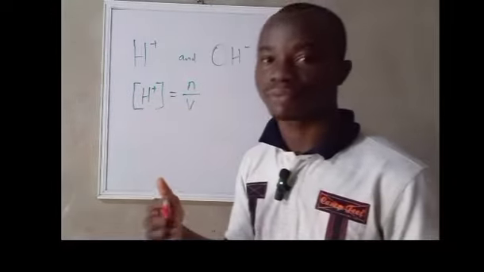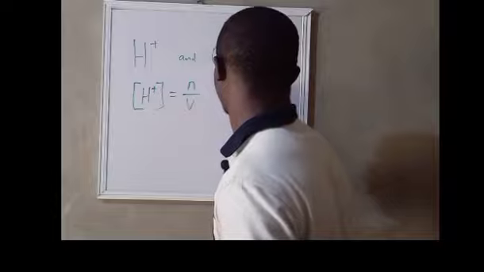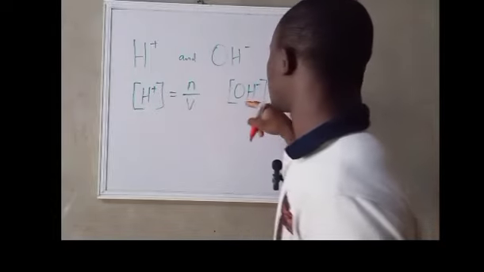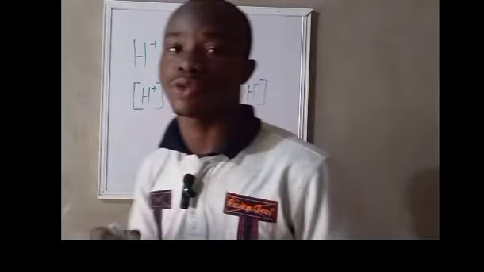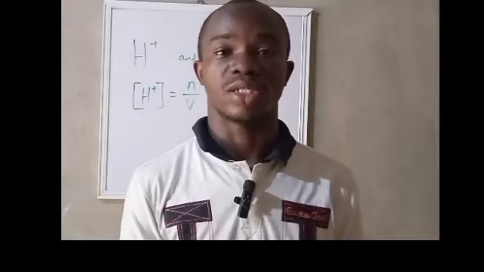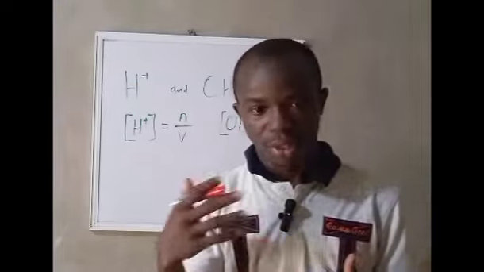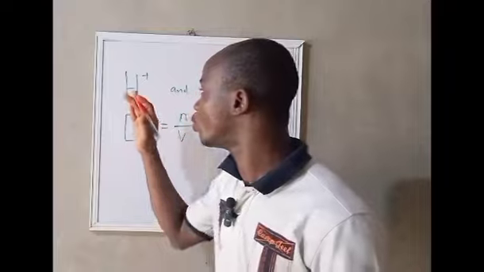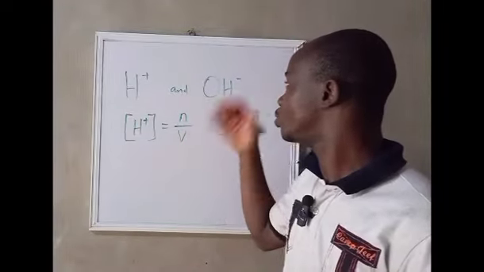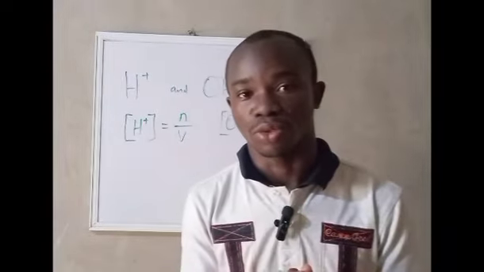Now you can also have the concentration of this OH minus, which can also be represented as this. This represents the concentration of the hydroxyl ion, which is usually in mole per dm cube, or you can say the concentration is in molarity. These are the basic things that you have to know, because I'm going to be mentioning those two things frequently in this video. And like I said, the concentration of the hydrogen ion or even the hydroxyl ion can be used to determine the pH of a particular solution.